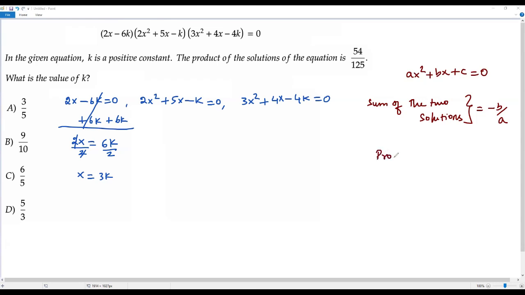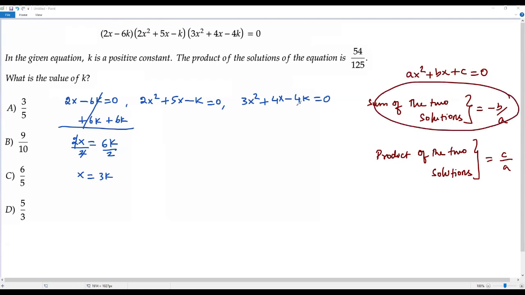And there is also a formula to get the product of the two solutions. The product of the two solutions is equal to c/a. That is, the constant term has to be divided by the coefficient of x². Actually, the first formula is not required to solve this problem. The second one only is required. Anyways, it may be helpful for you in some other questions of SAT.